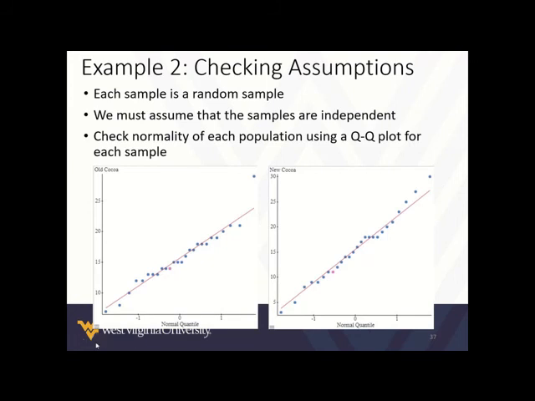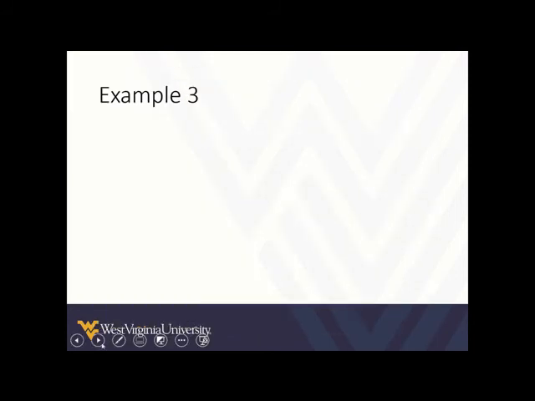And so now we're at the point where we can check our assumptions. So we do have that each sample is a random sample. We are going to assume that our samples are independently collected. And we are checking the normality assumption, and they both look fine in my opinion. In fact, they are probably the closest to normality we've really seen of our three examples. So now we can begin with our calculations.